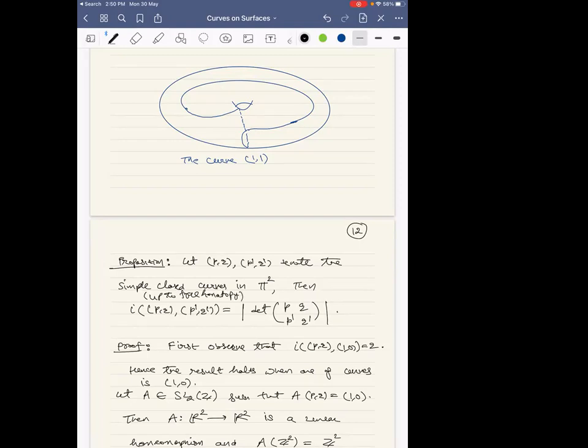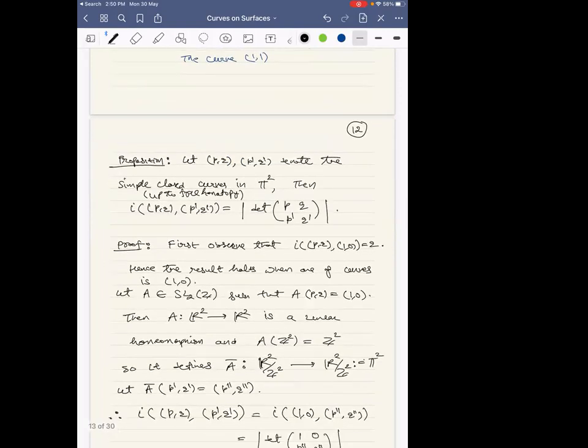So whenever I say simple closed curves, I mean up to free homotopy. Okay. So here is a line of argument for how you argue that the geometric intersection number is actually given by this modulus of the determinant.